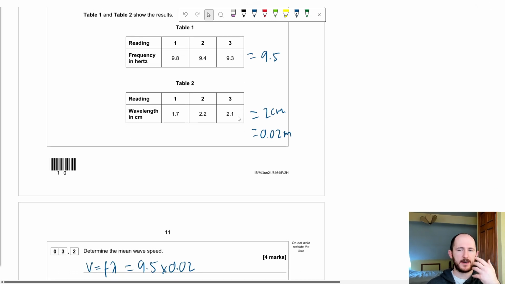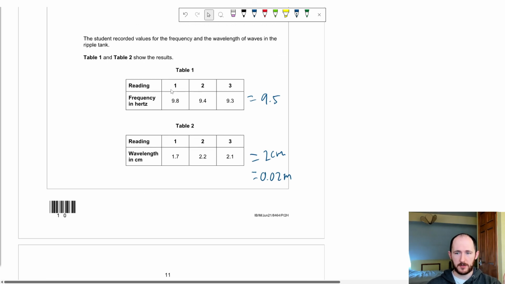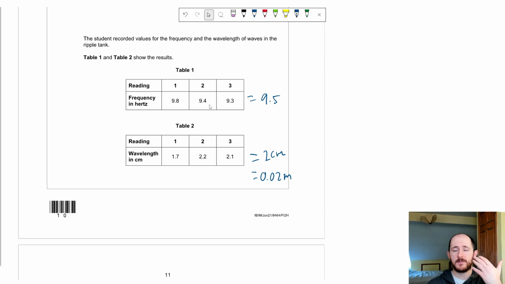I think this is one of the harder calculations because you have to do the mean first. But remember, if it says mean, and if they've given you 3 different readings, you need to work out the average, because that's the whole point of getting 3 readings, right? Hopefully your teachers have shown you that in every experiment that you've done.